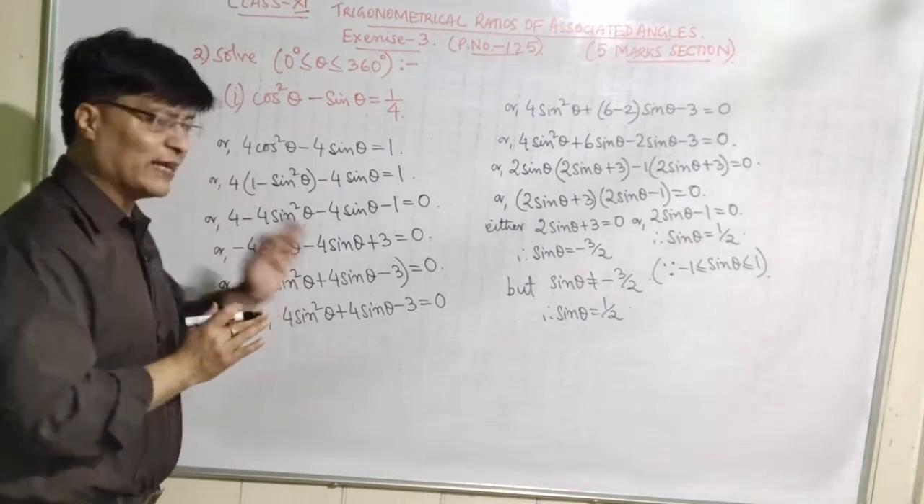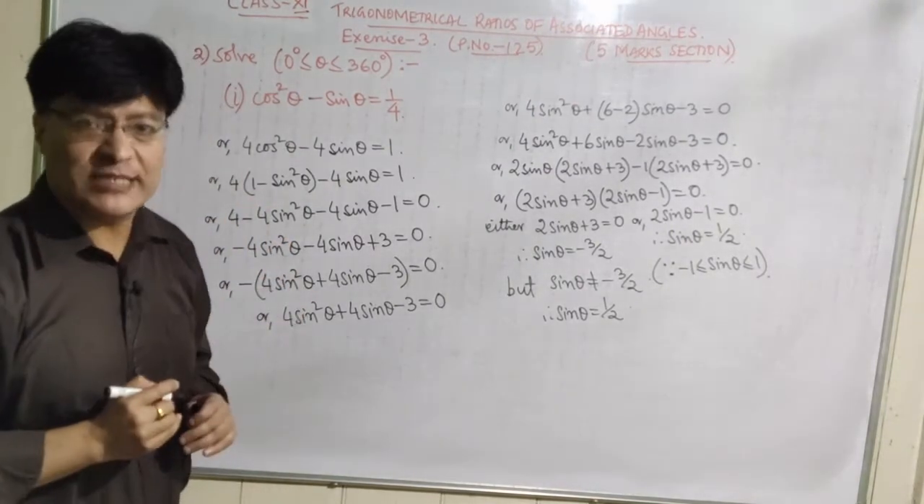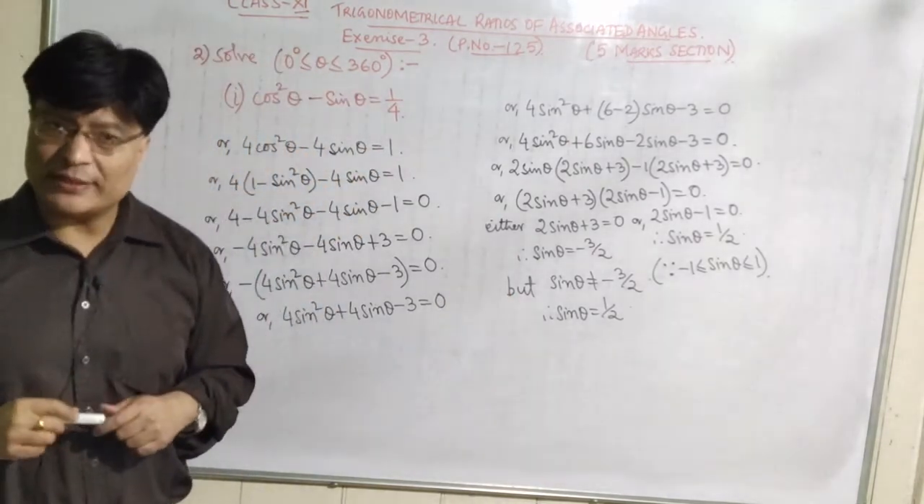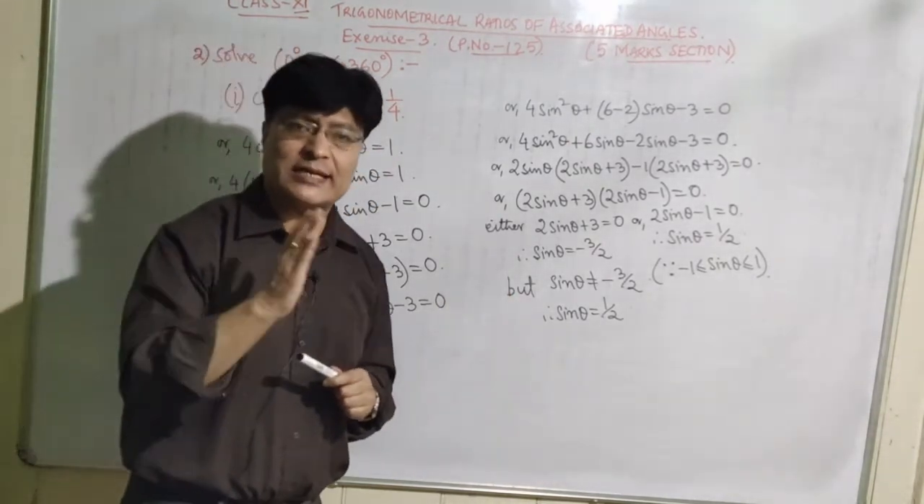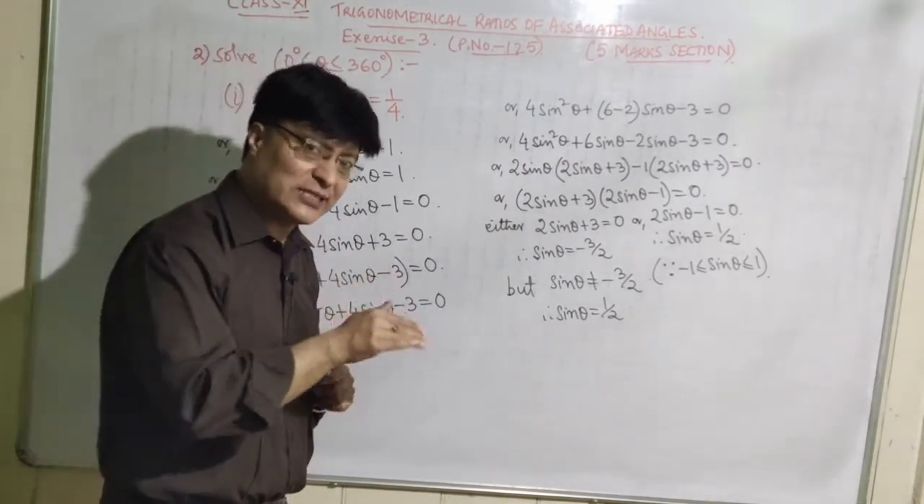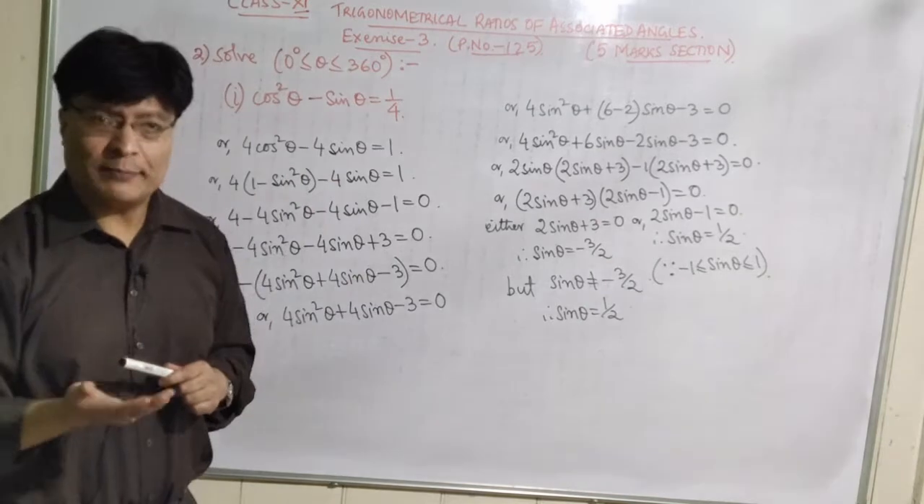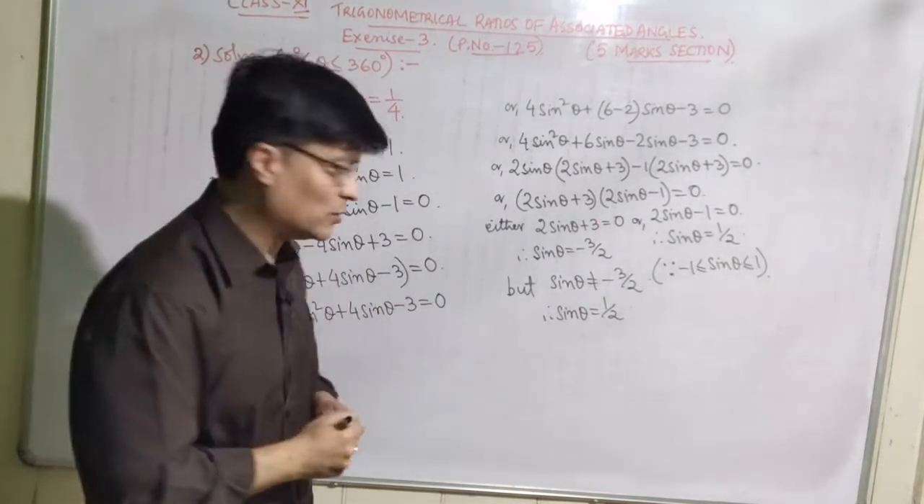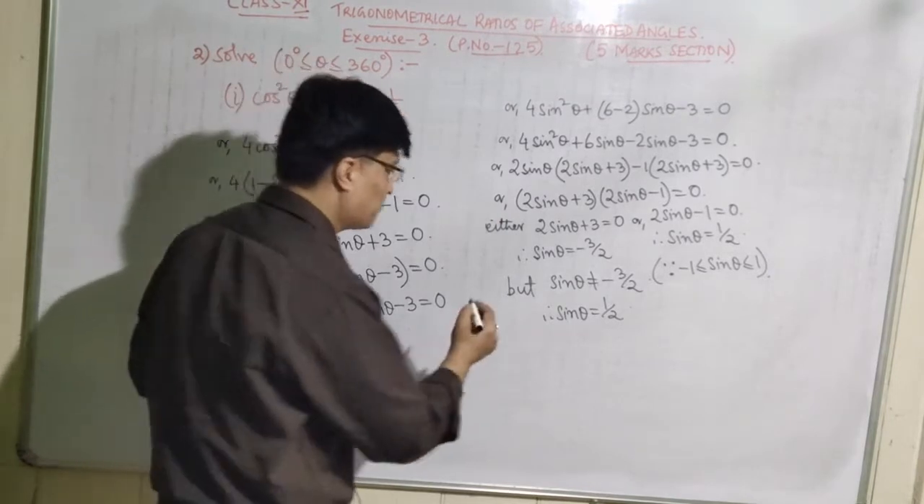Now let us solve for the value of theta. Here sine theta is positive. You know in which quadrants sine theta is positive? Sine theta is positive in the first quadrant and in the second quadrant only. So you have to find the angle in the first quadrant and in the second quadrant. You know how to find it, isn't it?